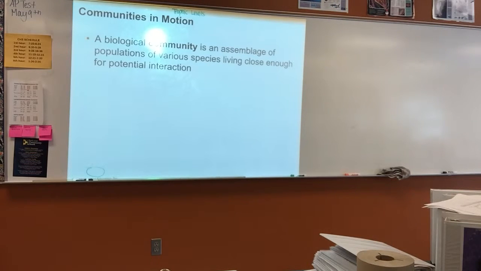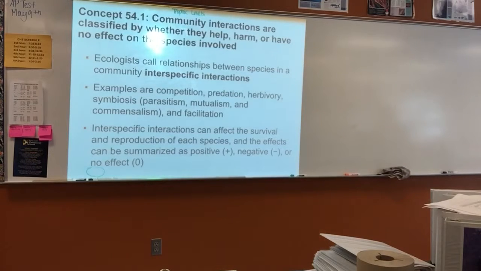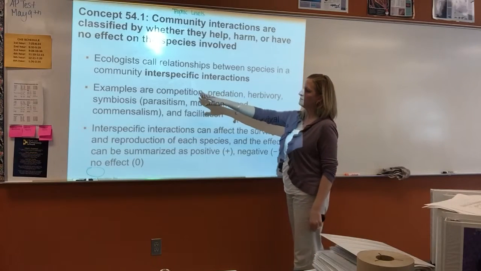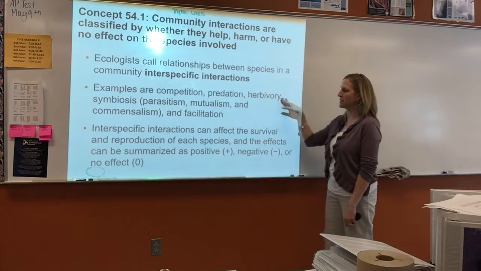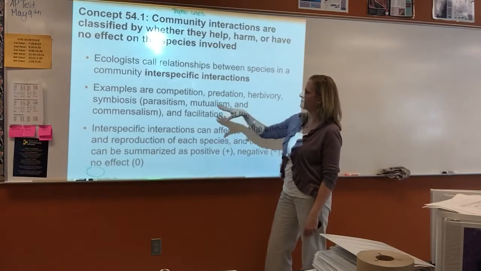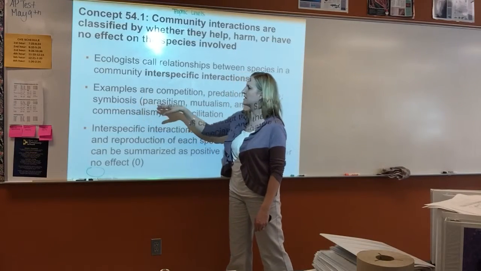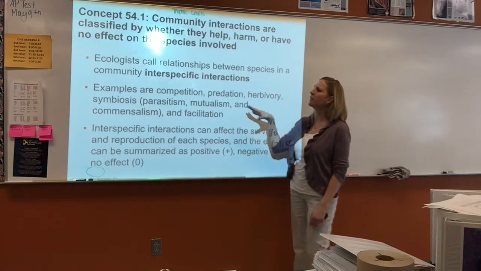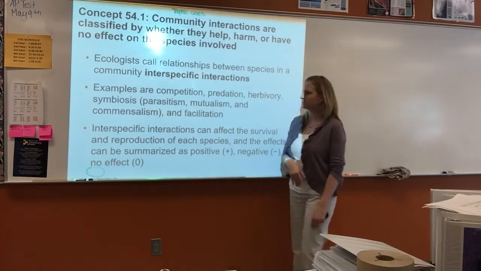And so this first section is about the different types of interactions organisms can have with one another. These are called interspecific interactions. Ecologists call relationships between species in a community interspecific interactions. There are different examples that we're going to go through, and I'll give you examples of each. Here it says symbiosis, and in parentheses it says parasitism, mutualism, and commensalism. Those are three examples of that. When we get to this part in our notes, we'll number these.